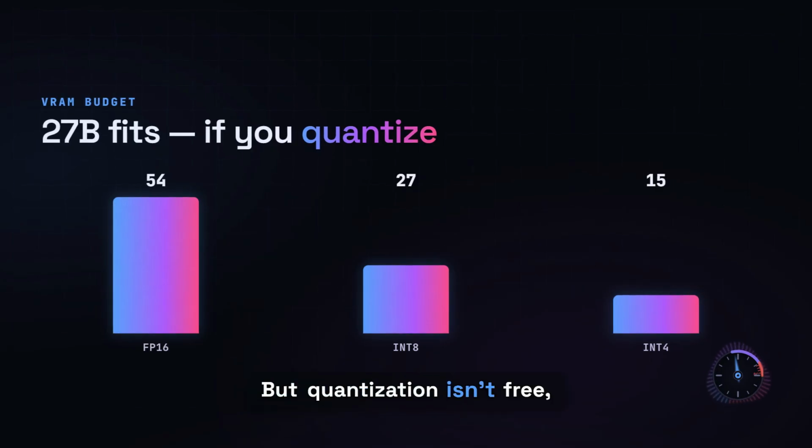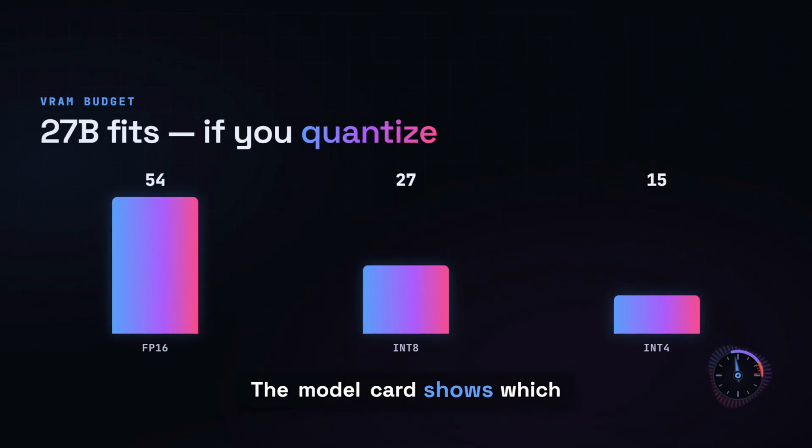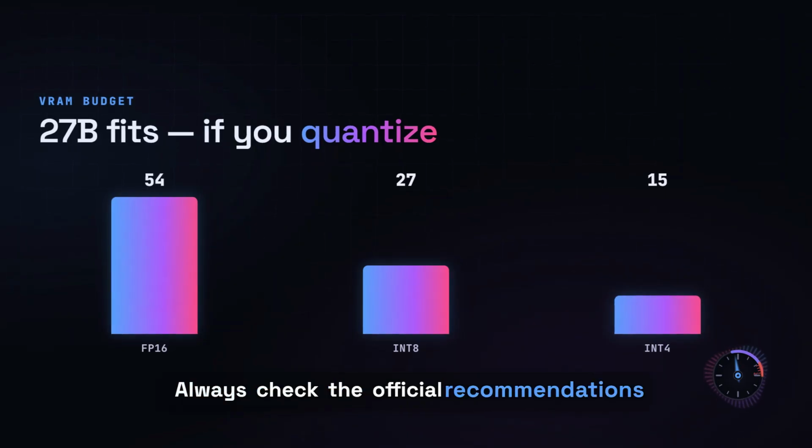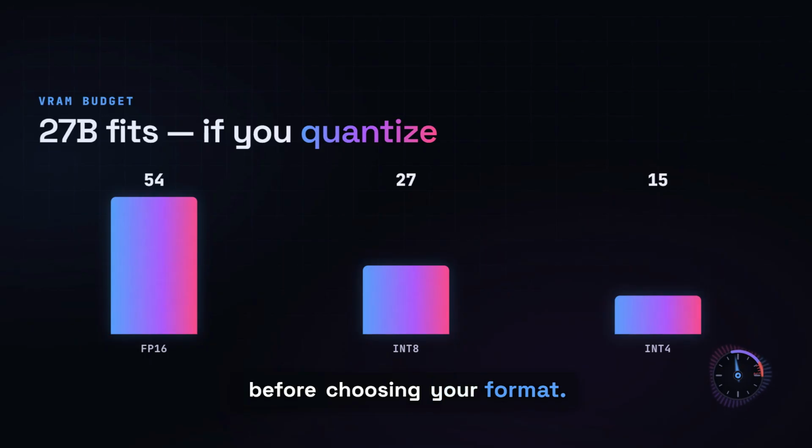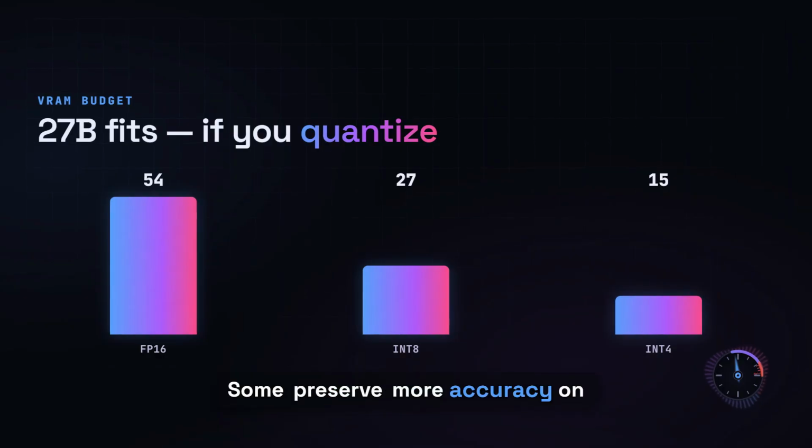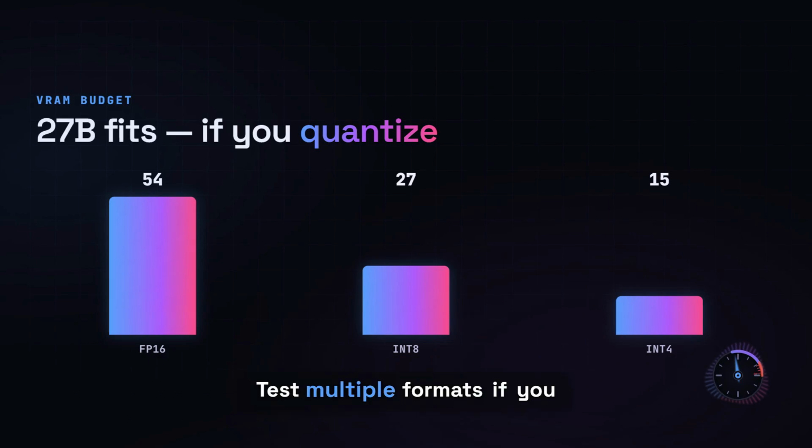But quantization isn't free, you trade some accuracy for memory savings. The model card shows which quantization methods work best. Always check the official recommendations before choosing your format. Different quantization approaches have different trade-offs. Some preserve more accuracy on certain tasks while others maximize compression. Test multiple formats if you have the time.